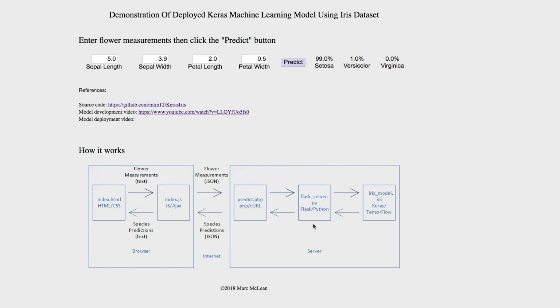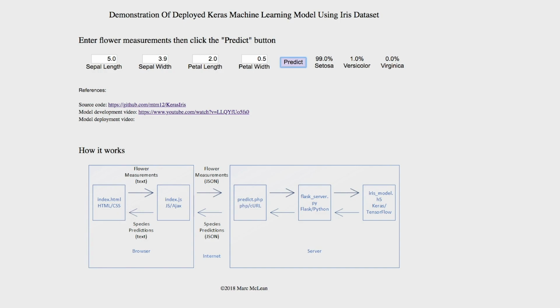The Flask web server receives the flower measurements and runs the Keras predict function on the data using the machine learning model iris_model.h5. The model returns the probabilities that the data belongs to each flower species. In flaskserver.py, the probabilities are JSON encoded and returned to the curl function, which is then returned to the AJAX function in index.js. In index.js, the JSON formatted probabilities are parsed and assigned to the inner HTML of a span to display on the web page.